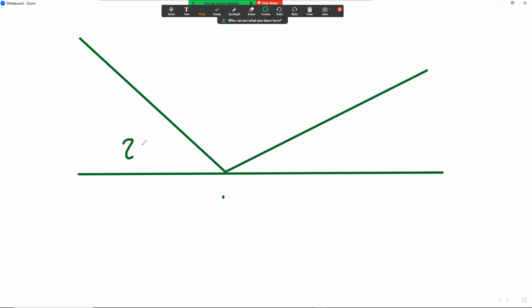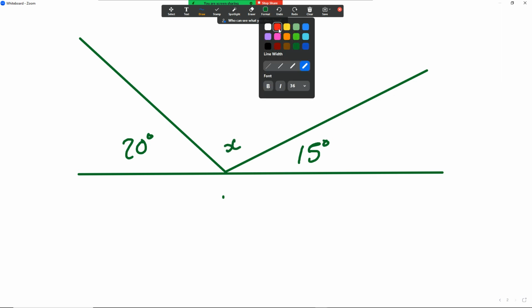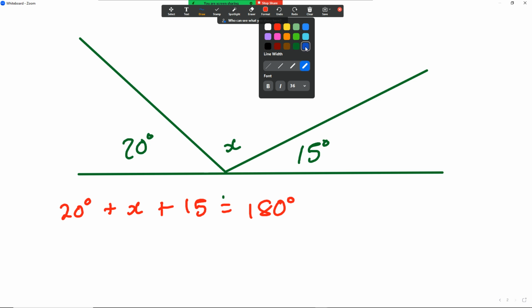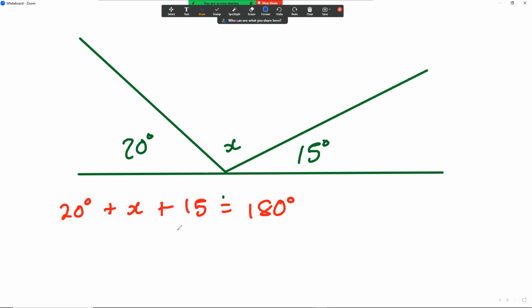Let's suppose I've got the angle divided into three different parts now. And I'm told that this is 20 degrees, this is 15 degrees, and I've got to find, let's say this is x. So we write down the statement that says 20 plus x plus 15 is equal to 180 degrees. What we do now is we can add 20 and 15, or we can just subtract 20, subtract 15, and subtract it on this side as well. And we'll get x is equal to 180 minus 20 is 160, and 160 minus 15 is equal to 145.